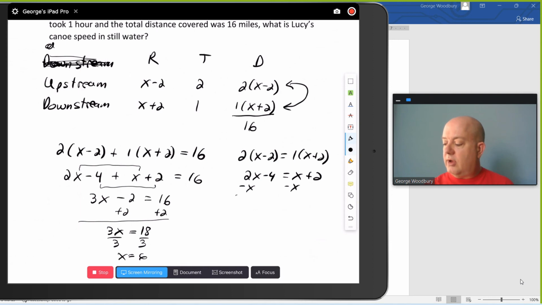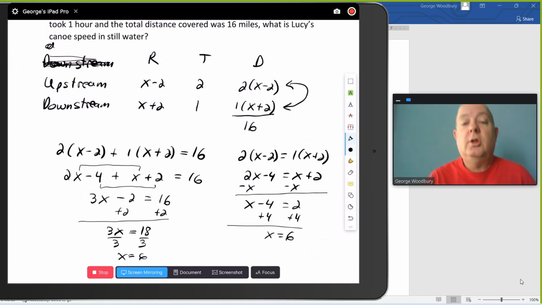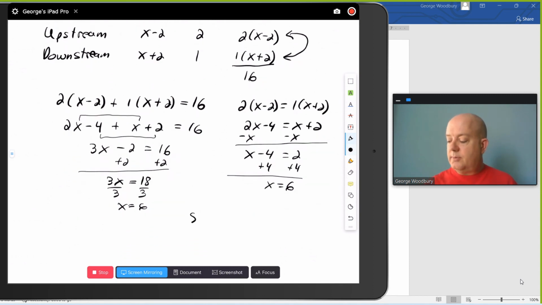Combine all the variables on the left-hand side by subtracting x from each side. x minus 4 equals 2. Add the 4 to both sides, and we end up again with x equals 6. So we could have got the same solution using a different equation. The 16 actually wasn't necessary here. All right, what are we asked for? We're simply asked for Lucy's canoe speed in still water, that is x. So her speed in still water is 6 miles per hour.